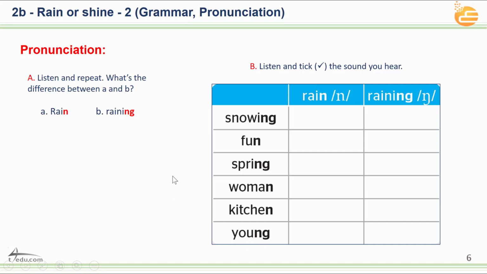Very nice. So let's do them one by one. The first one, snowing. Is it just like rain or just like raining? Excellent. Raining. Very nice. Snowing, ing. Raining, ng. Fun, n. Rain, fun, n. Spring, ng, the same as raining. What about woman?